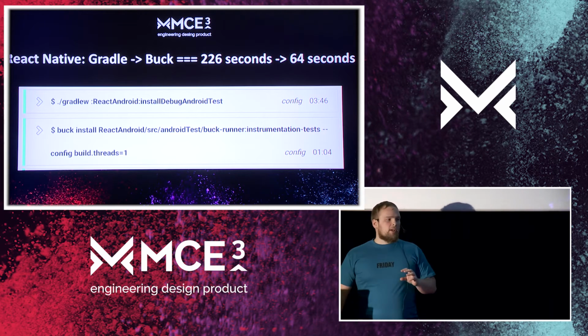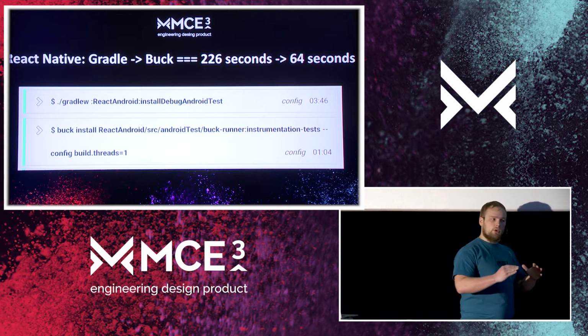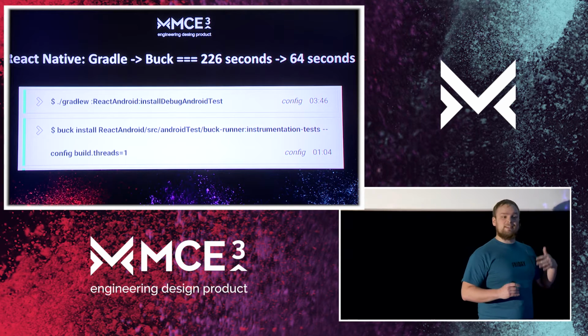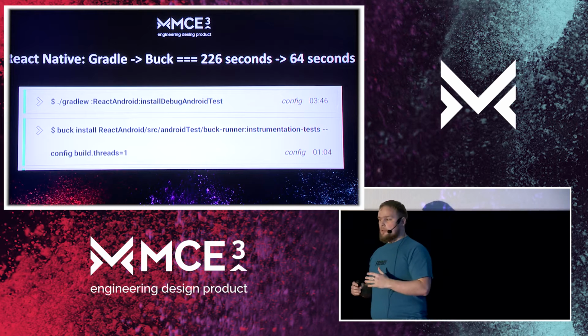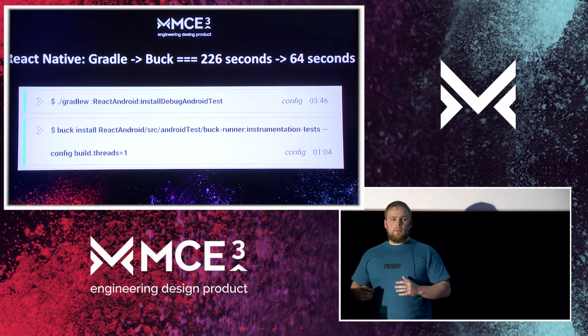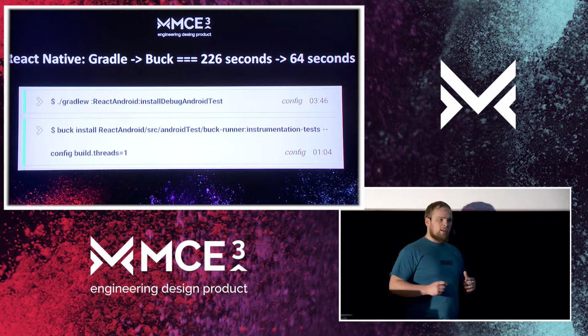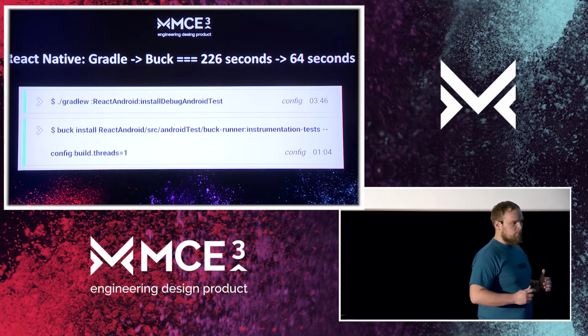Another example, you can compare React Native when it was open sourced. It was open sourced with Gradle because it was easier to start, actually. But over time, we moved to Buck, and it's easy to see that for the same application, for the same build, we have some good results.